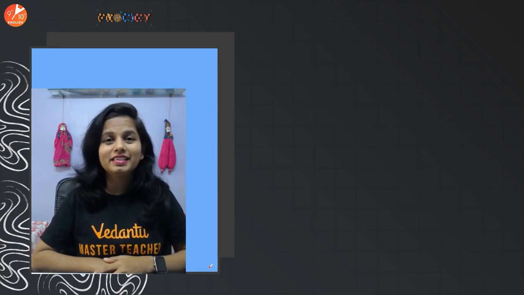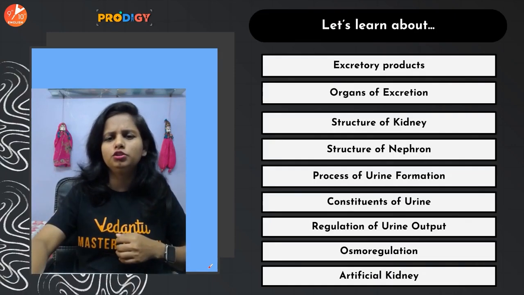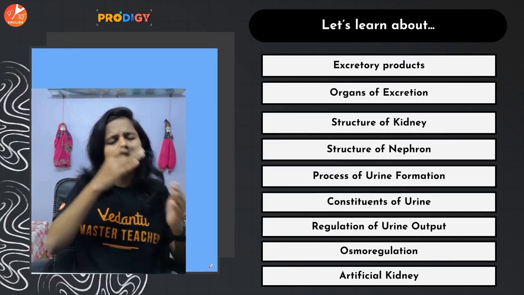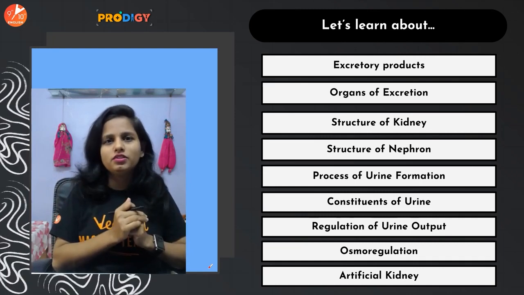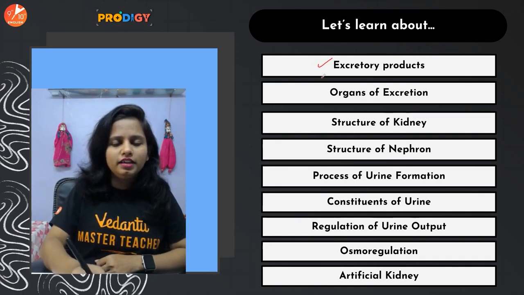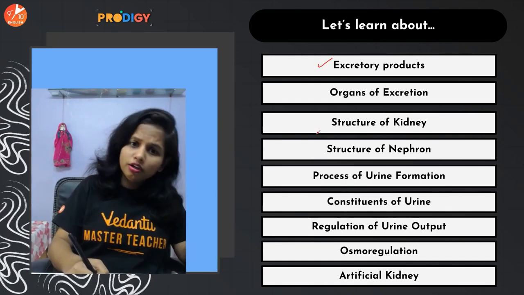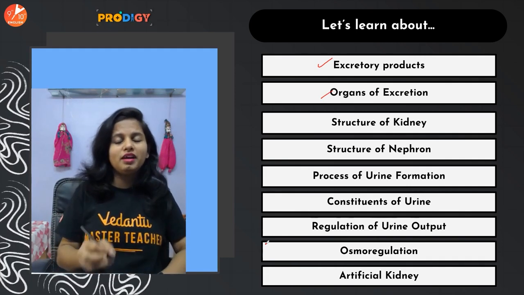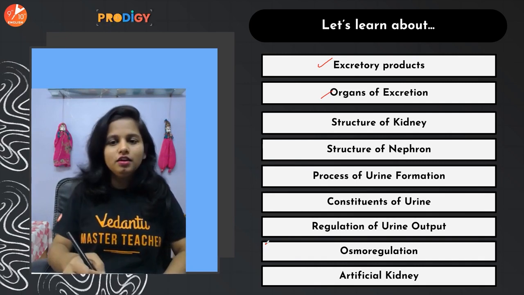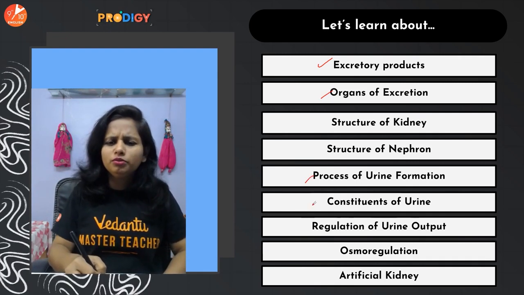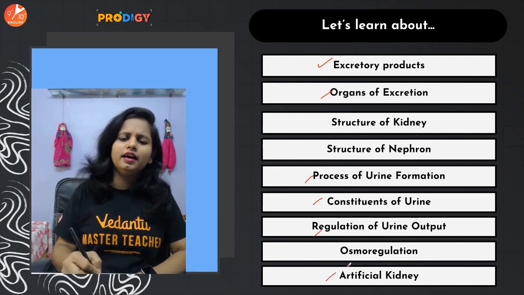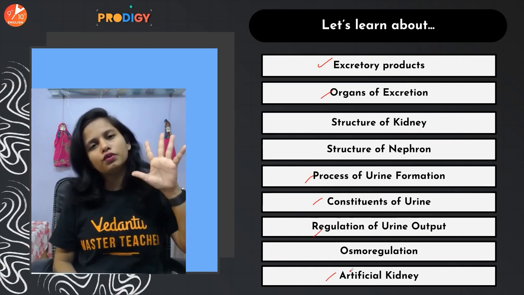Guys, welcome to my session, and today I am going to teach you the second chapter from our term 2, that is the excretory system. So what are the topics that we are going to study today? This is a one shot session wherein we will be discussing all the topics which fall under this chapter. So right from the various excretory products, organs which assist in excretion, and then the human excretory system, rather the urinary system in detail, the process of urine formation, the composition of urine, and how the output of urine is regulated, and artificial kidneys. So this is what we are going to study today.